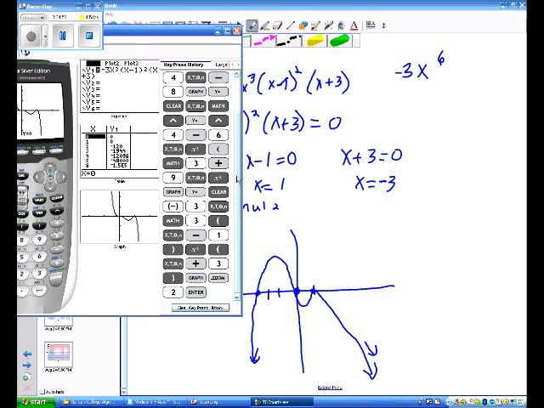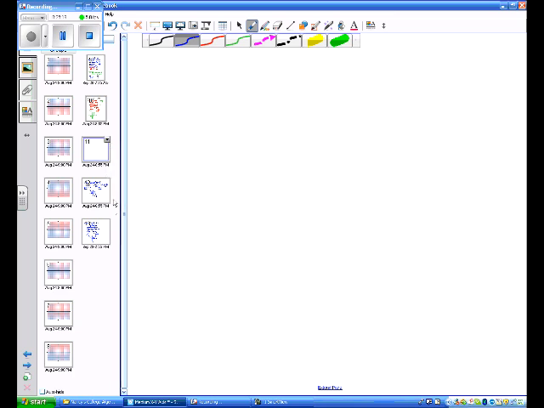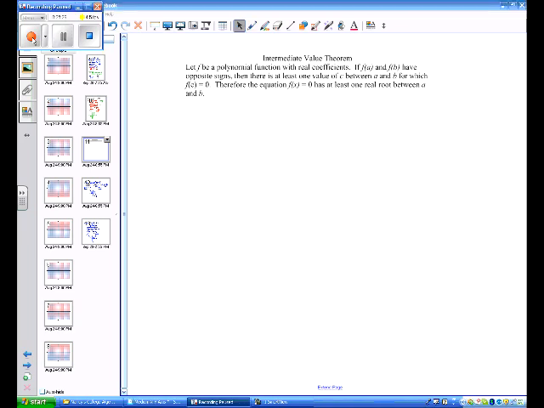And so we've got a good picture of our graph. So these are some of the things that we can do as we work with our graphs. One other concept that we want to look at is called the intermediate value theorem. And the intermediate value theorem can sound really difficult when you first read it, but it's an easy one to understand. Okay, let's look at the intermediate value theorem.